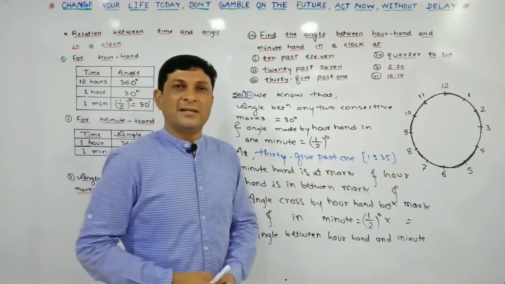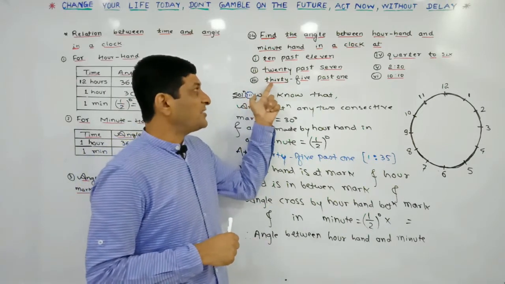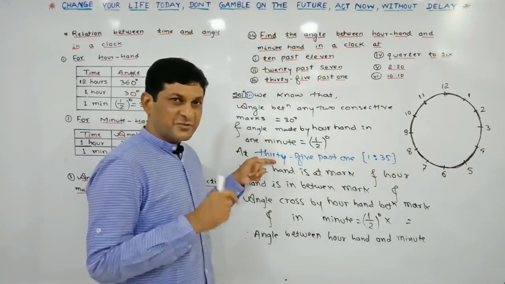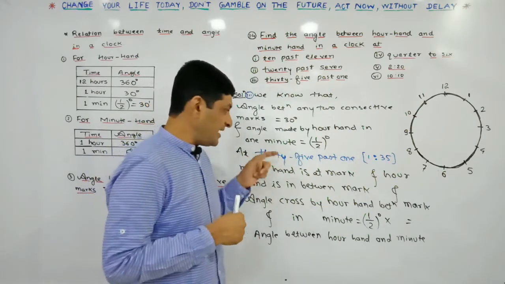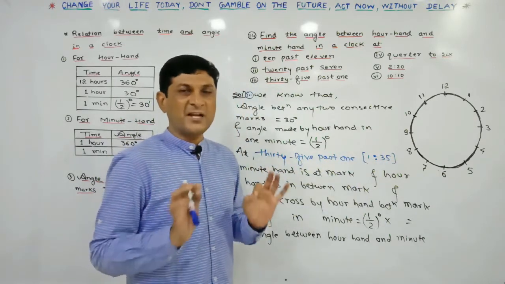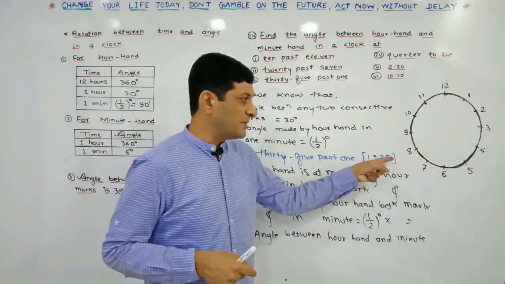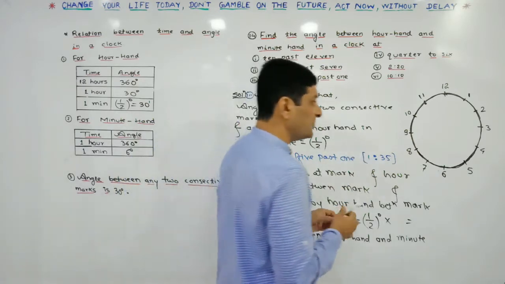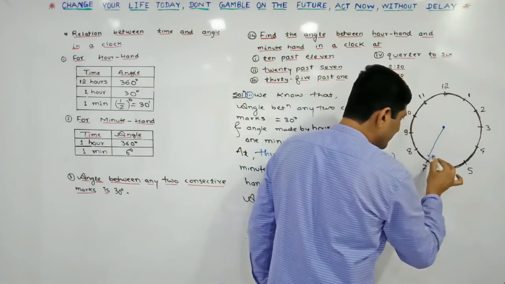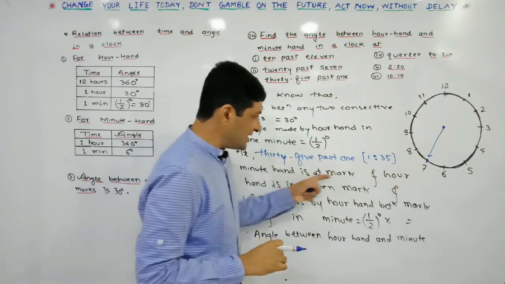So 100 degrees will be the angle between the minute hand and hour hand of a clock at this given time. Now let us try to find out the angle between the minute hand and hour hand of a clock at 35 past 1. We are trying to find out the angle between the hour hand and minute hand at 35 past 1, means at 1:35. So first we are trying to find out the position of the minute hand and hour hand of the clock at this time. At 35 minutes, easily we can say that the minute hand is at mark 7. So the position of the minute hand is at mark 7.